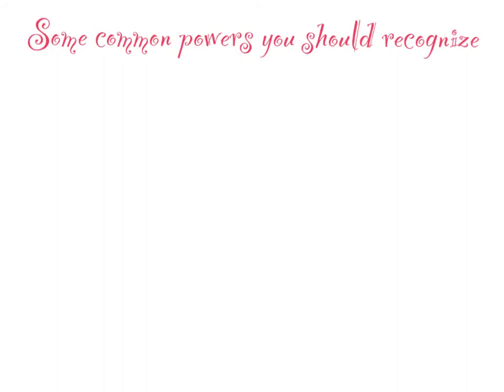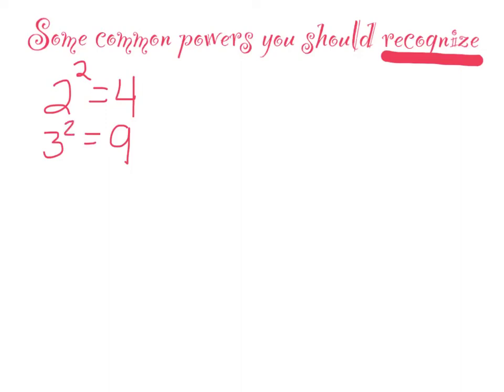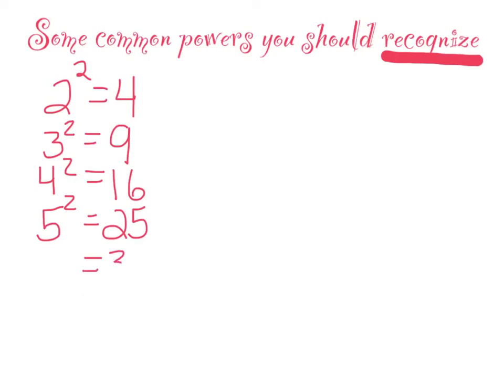Alright, and then this last little bit is some common powers that you should recognize. Now, I didn't say memorize, I said recognize, because you will have your calculator, and you can check these with your calculator. But what I'm hoping is that once you look at this list a few times, we all know that 4 is 2 squared, and we know that 9 is 3 squared, and when we see 16, hopefully we recognize immediately that that's 4 squared. And 25 is 5 squared. And 36 is 6 squared. Hopefully you all know that 49 is 7 squared.